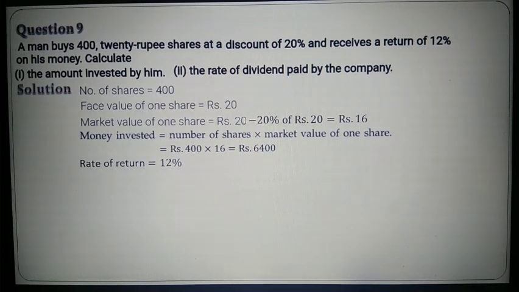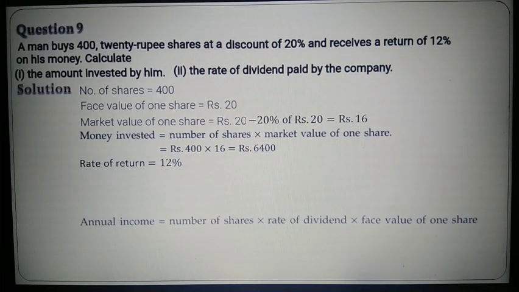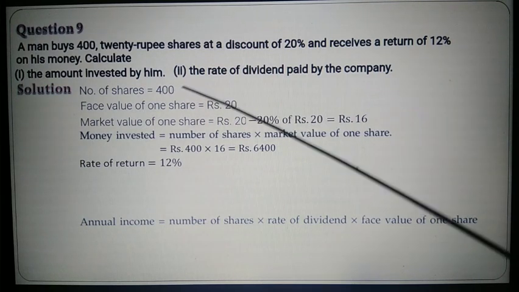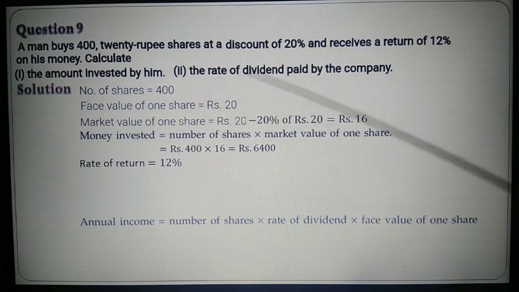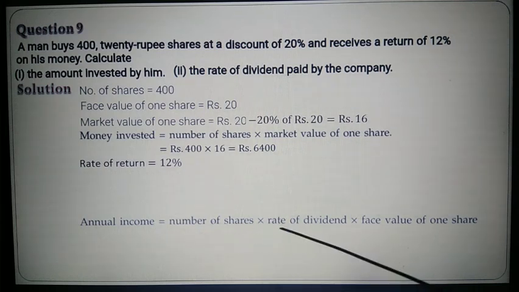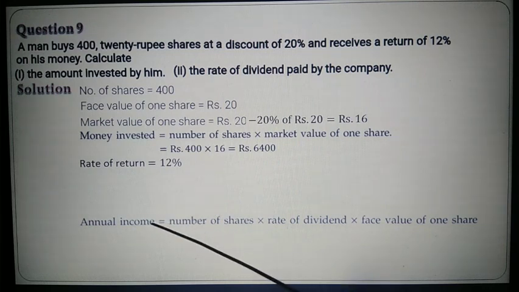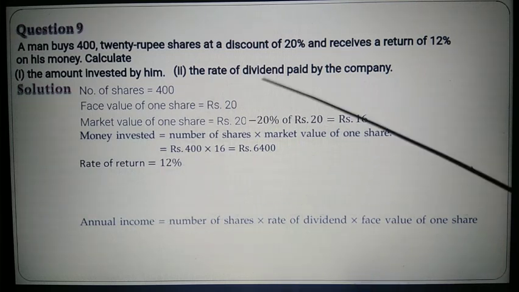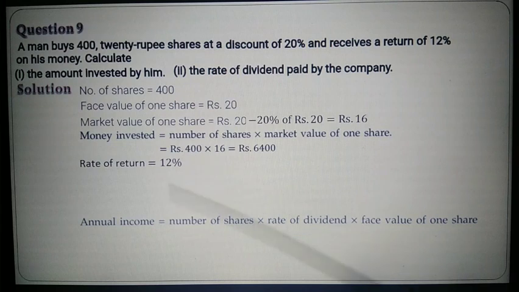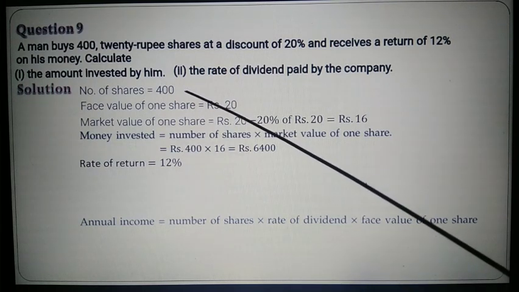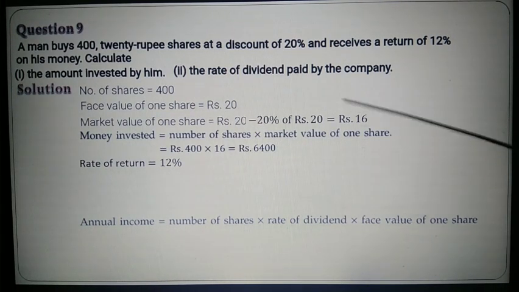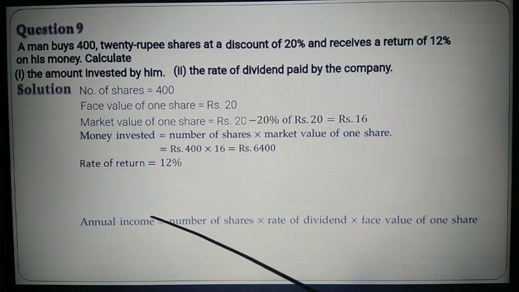Now let us see what is the formula which contains rate of return. To calculate the rate of dividend, we have this formula with us, which contains rate of dividends. To calculate the rate of dividends we need annual income. So is annual income given? No, it is not given. Number of shares? Yes, we have number of shares. And do we have face value? Yes, this is also available. So we don't have annual income with us.